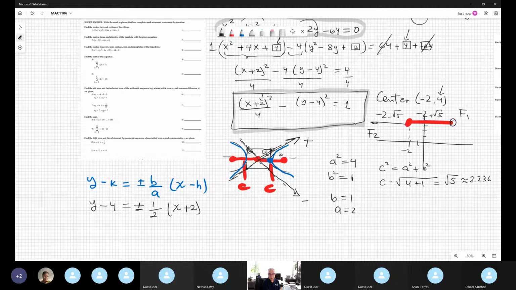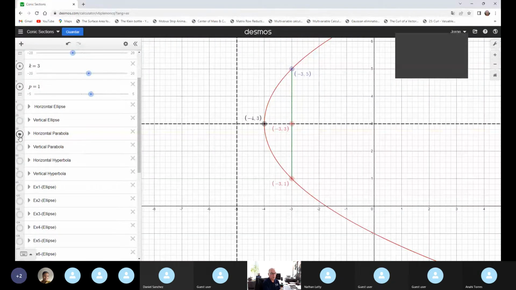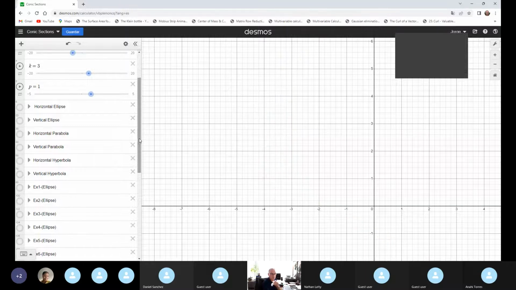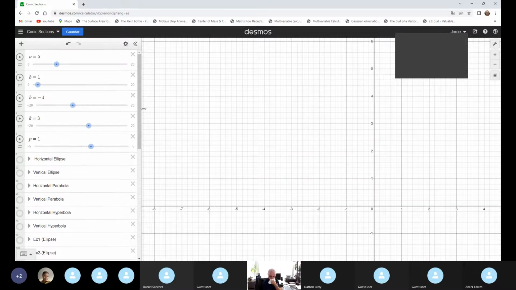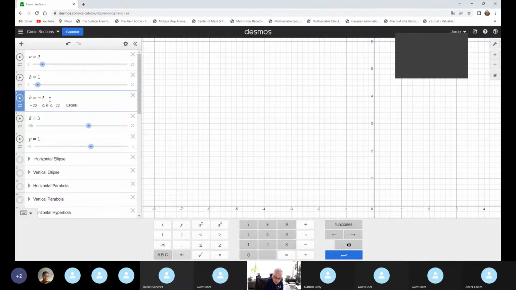Okay, let me try. Desmos, share. Okay, open now. In our example, A was 2, B was 1, H is negative 2, and K is positive 4.